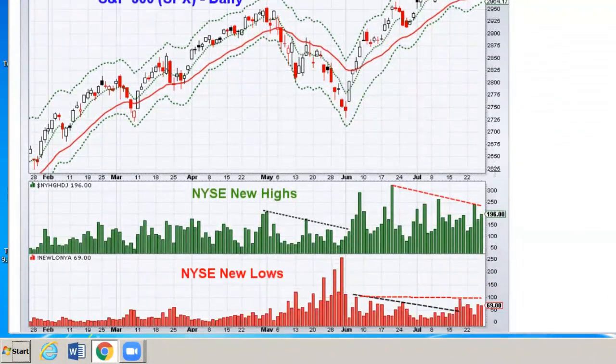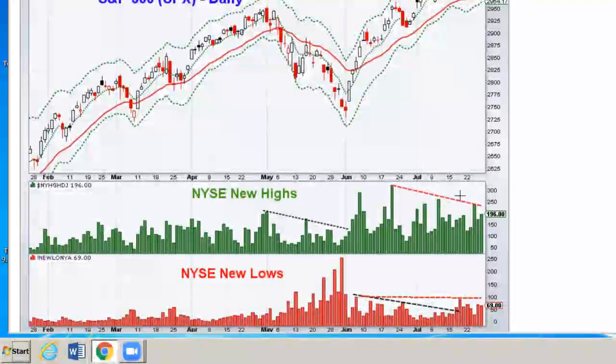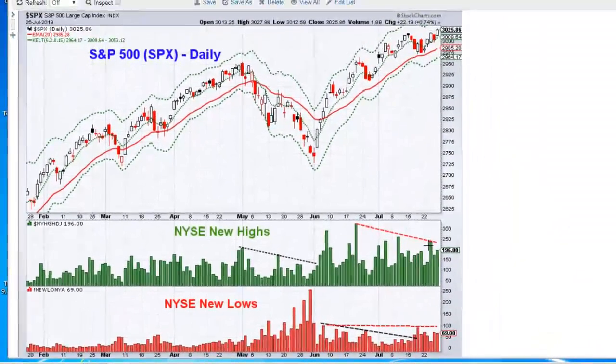New highs, new lows. It has started to diverge, so it shows a pattern of lower highs here. When I've discussed this and taught this, it's most significant to me when it's accompanied by negative signals from the AD line. Currently, we haven't seen that.